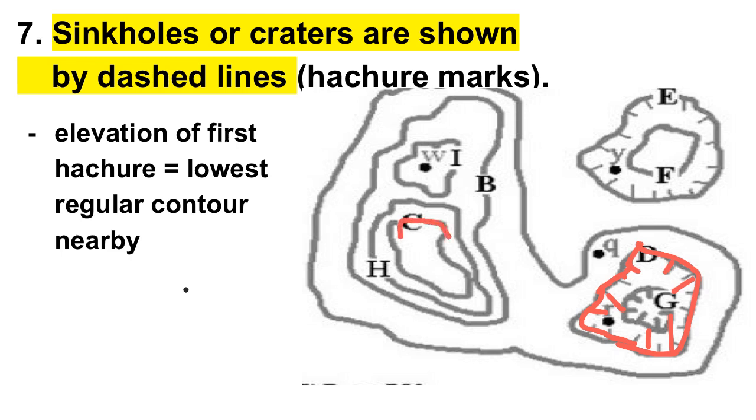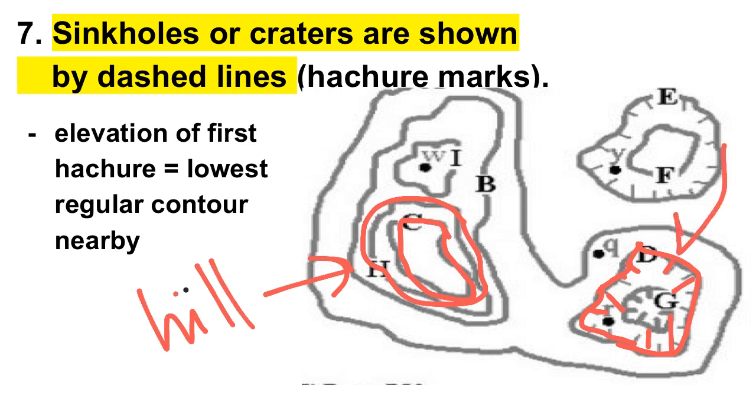This one over here to the left, all of these contour lines do not have those hatch marks. So we know that this one's actually a hill. So this side over here is a hill, whereas this one on the right-hand side over here is a sinkhole or a crater.